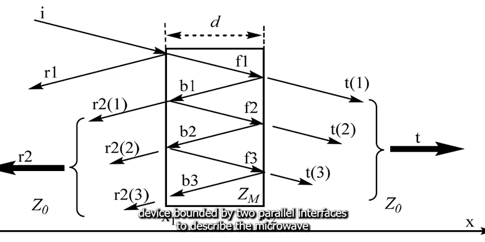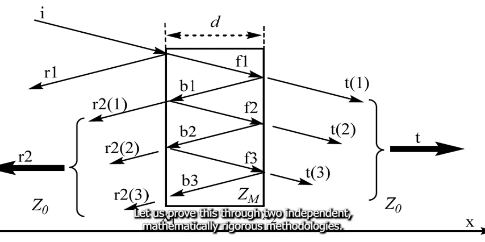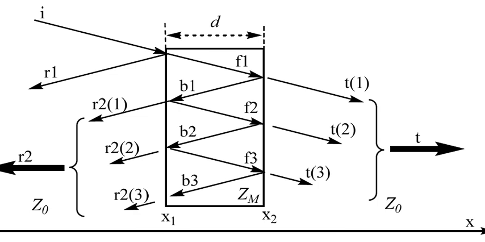To describe the microwave reflection of a film, commonly known as scattering parameter S11, we must move beyond isolated interface properties. We must account for the infinite superposition of waves reflecting back and forth within the two boundary interfaces. Let us prove this through two independent, mathematically rigorous methodologies.